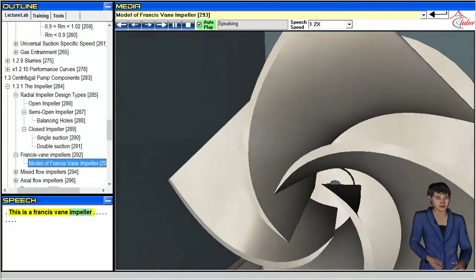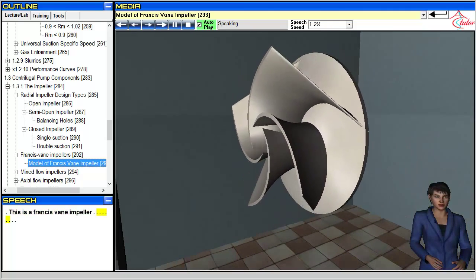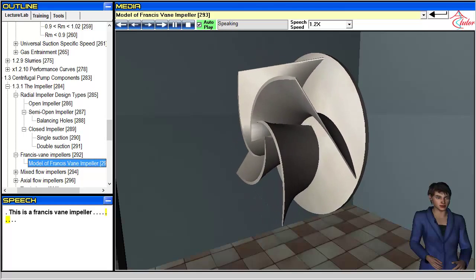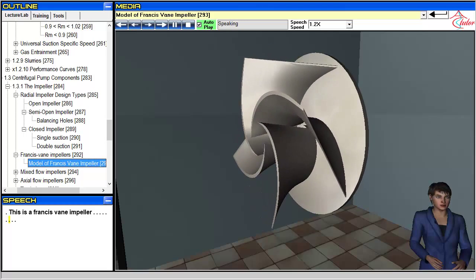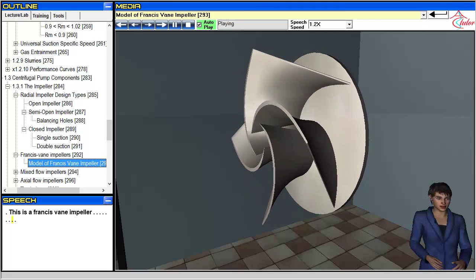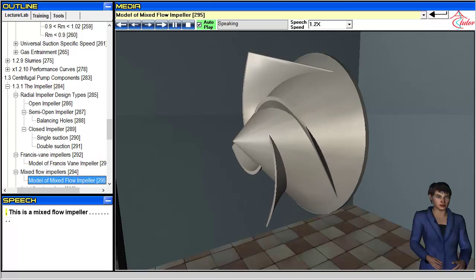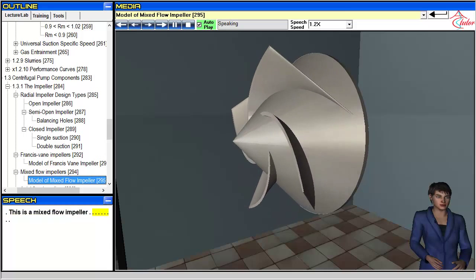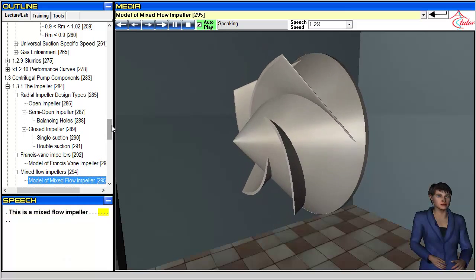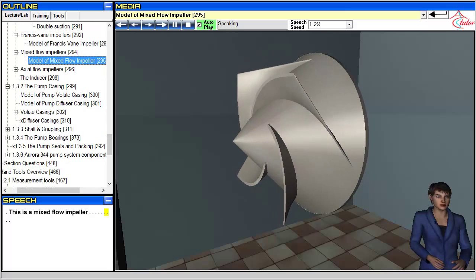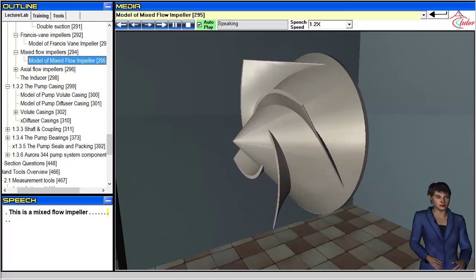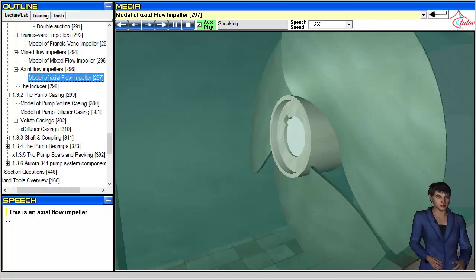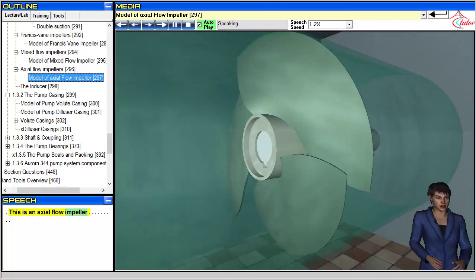This is a Francis-vane impeller. This is a mixed flow impeller. This is an axial flow impeller.